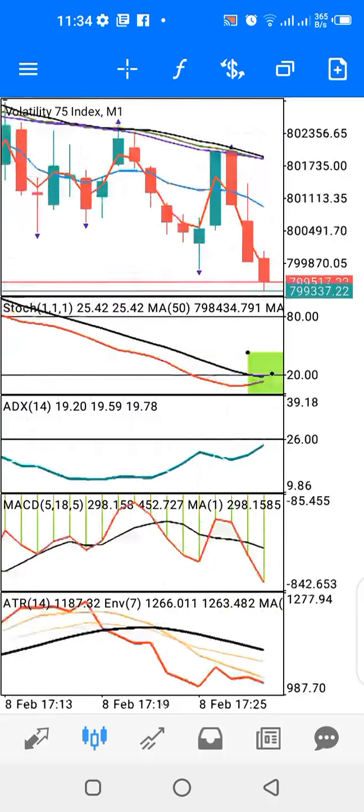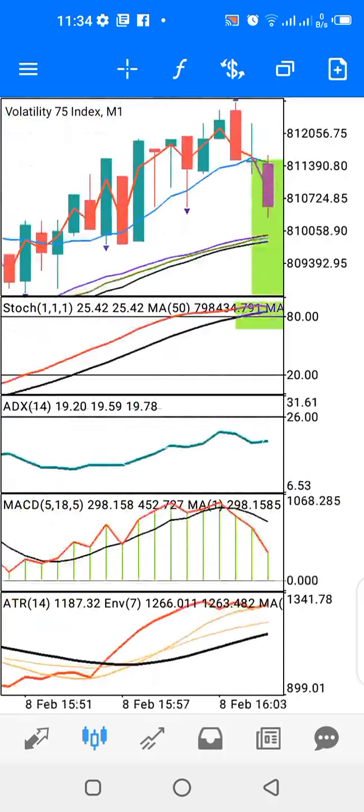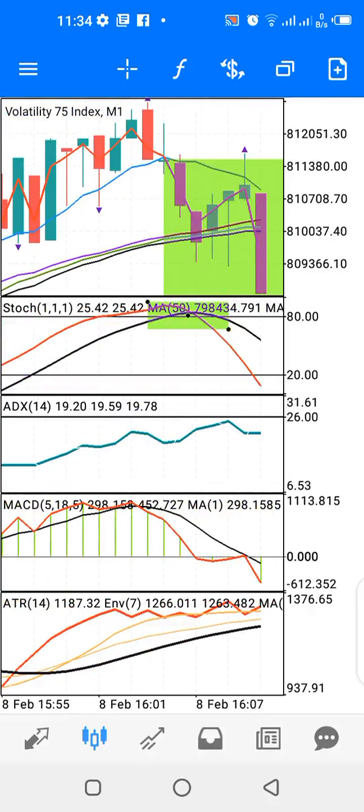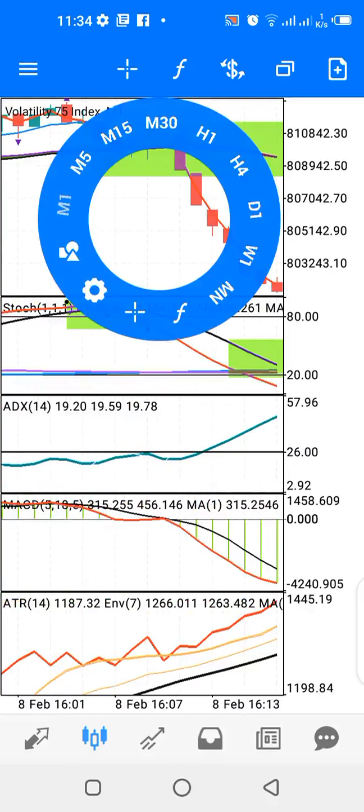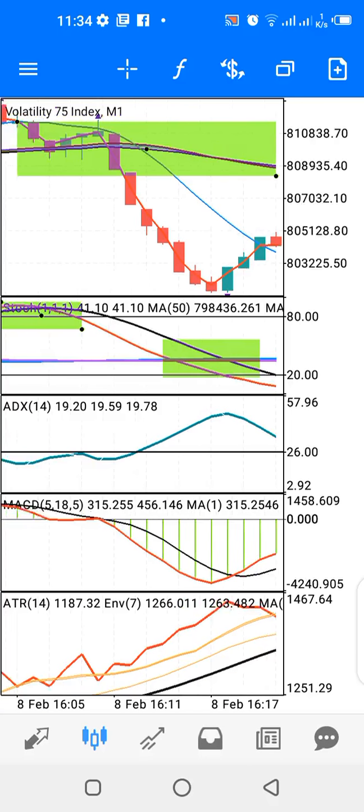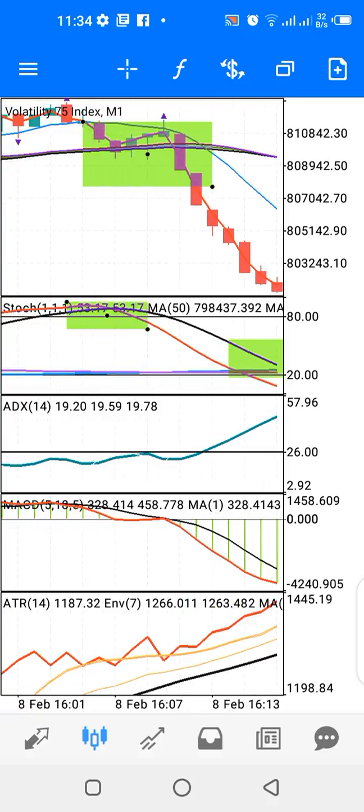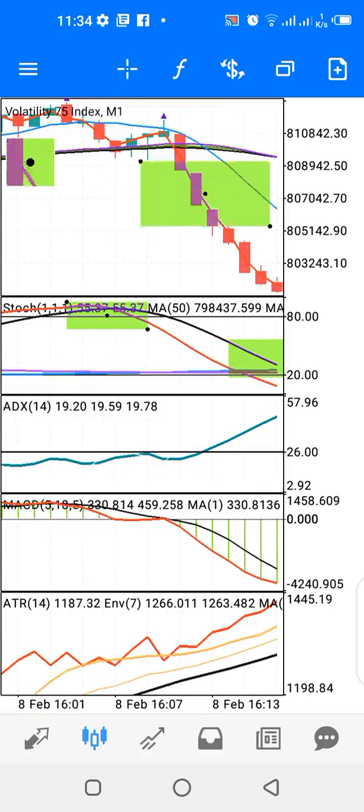So if you go back into history, where you have the sell, you can see what happened on the main chart. There is a steep fall. Okay, steep fall.